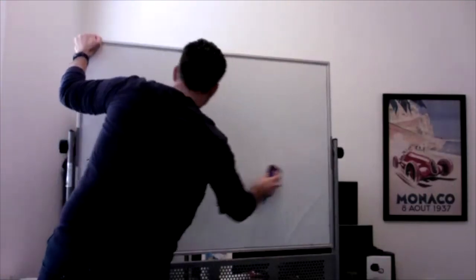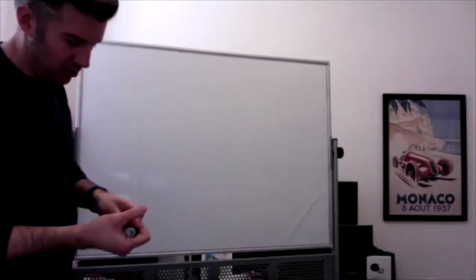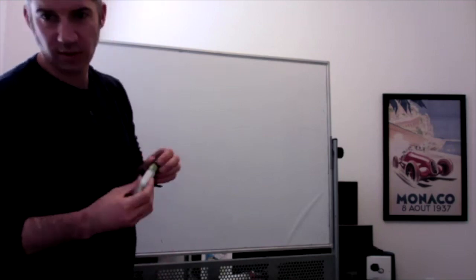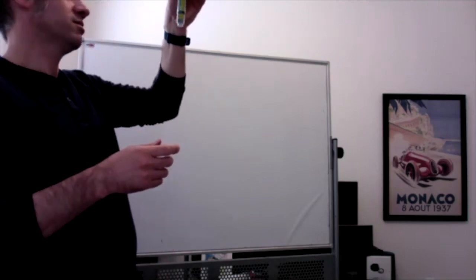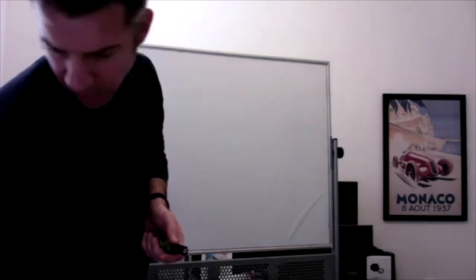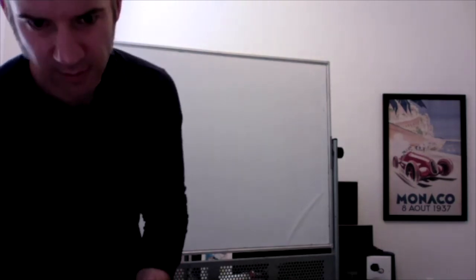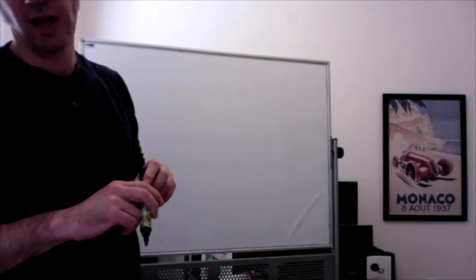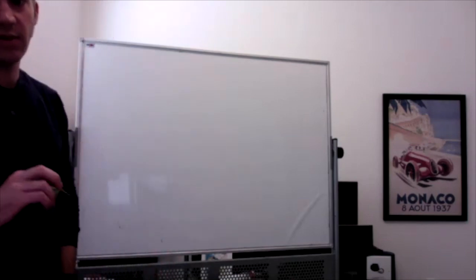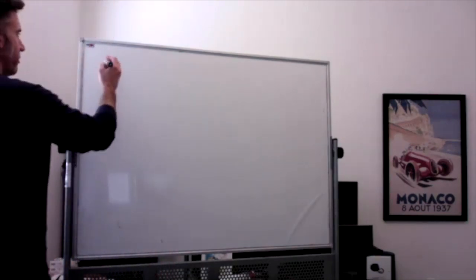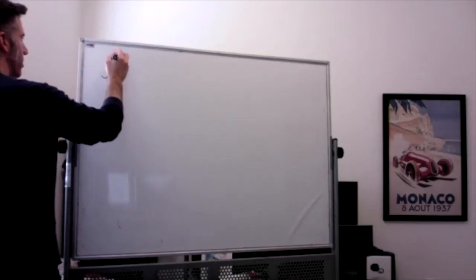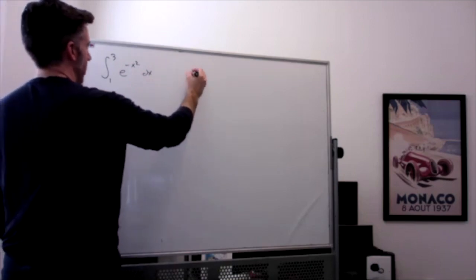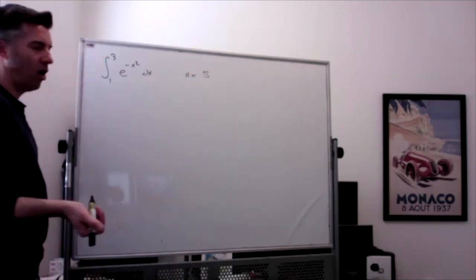Let's see. Next one is a trapezoid question. Not my favorite. It's always hard to keep track of the pens. Okay, fine, we'll do it. Set up the trapezoid rule estimate for the integral from 1 to 3 of e to the negative x squared dx with n equal to 5. Okay, we can do this.